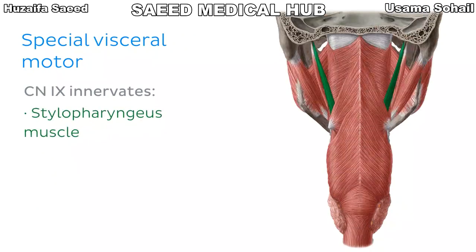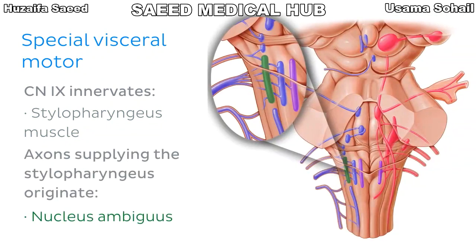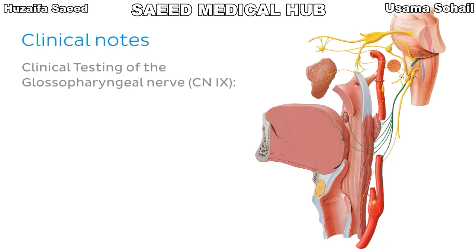Lastly, we looked at special visceral motor function, where the glossopharyngeal nerve innervates the stylopharyngeus muscle, with axons coming from the nucleus ambiguus. For the clinical notes relating to the glossopharyngeal nerve, we looked at the clinical testing of this nerve and essentially the two components of the gag reflex.